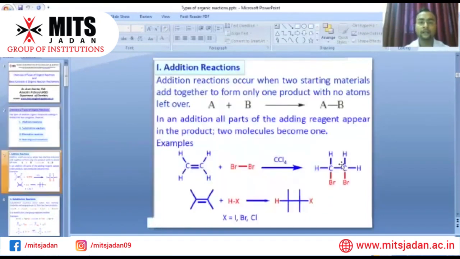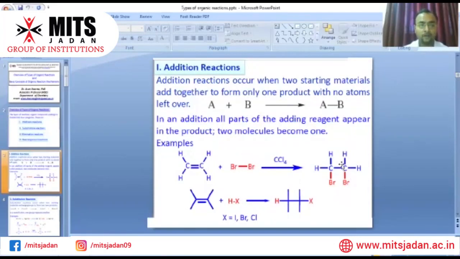What is an addition reaction? First of all, we will discuss addition reactions. Addition reactions occur when two molecules add together to form only one product with no atoms left over. You can see here that when two different reactants A and B react to give only one product AB, such types of reactions are called addition reactions. In an addition, all parts of the adding reagent appear in the product, two molecules will become one.